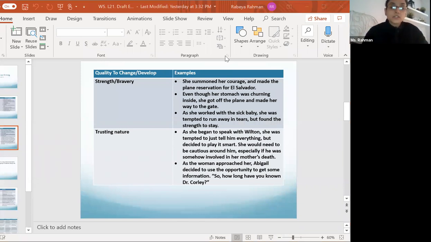Another quality that I'm going to change about Abigail is her trusting nature. I'm going to make her even less trusting than it is. So the example I'm going to use to show that she is less trusting is: as she began to speak with Wilton, she was tempted to just tell him everything, right? She was tempted to tell him, hey, you know what? I'm here because I want to find out about my mom, right? She was tempted, but she decided to play it smart.